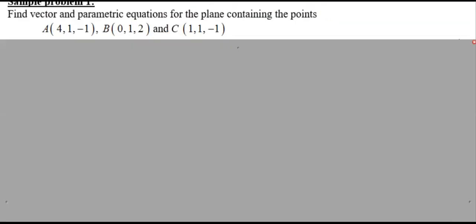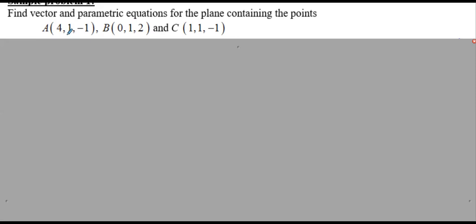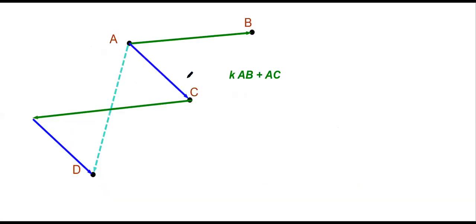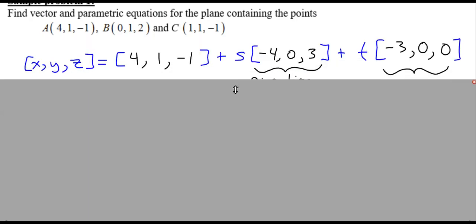Okay, so a sample problem. Find a vector and parametric equations for the plane containing these points. Much like that intro example, you have points A, B, and C. We're looking at finding vector and parametric equations. So the generic formula is to take a generic vector pointing to the plane.